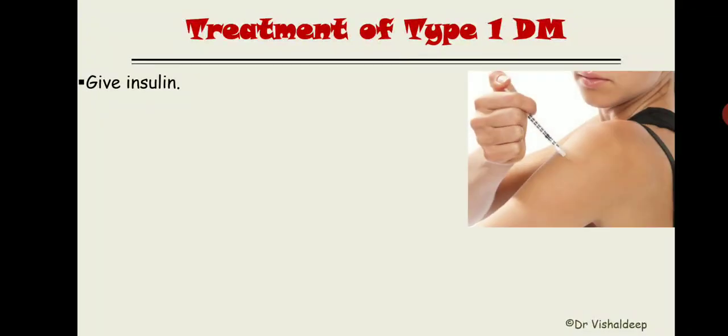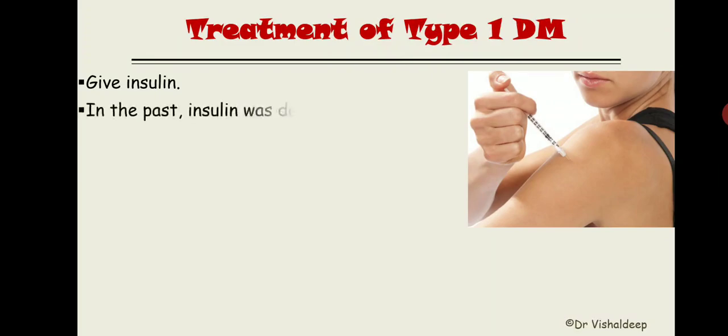The person who suffers from type 1 diabetes, due to viral infection or autoimmunity, has the beta cells of the pancreas destroyed. So the person cannot form insulin in the normal range. So the ultimate treatment of type 1 diabetes is that we have to give exogenous insulin from the outside, the injection of insulin.